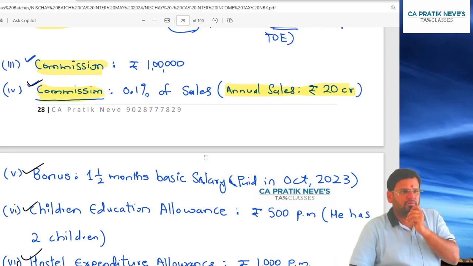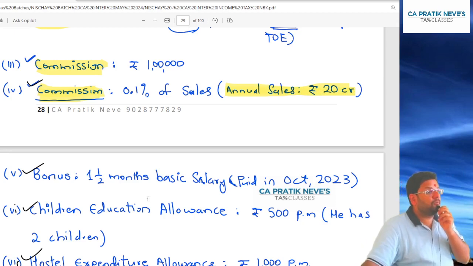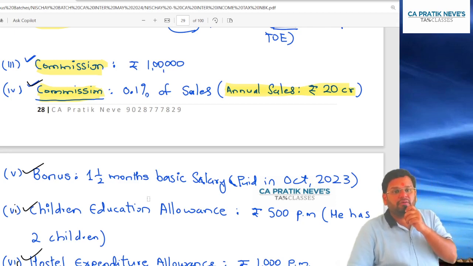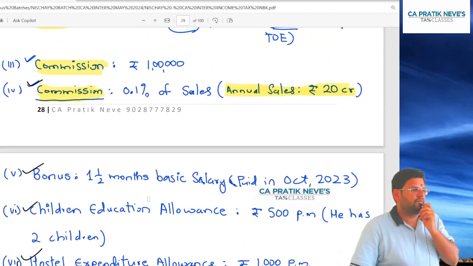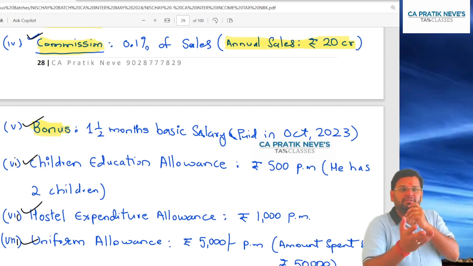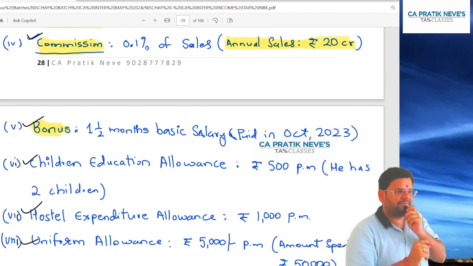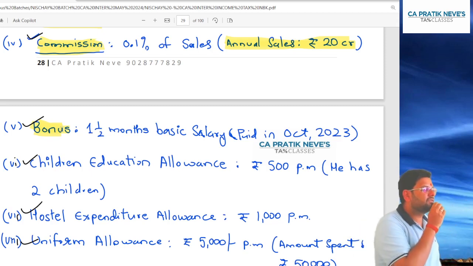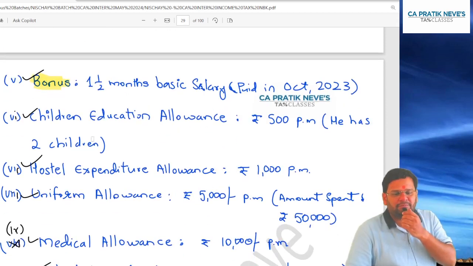By the way, this commission will also be fully taxable. But this commission will form part of salary for the purpose of HRA exemption calculation. All of you with me? Till what point have you done? Commission. Next, bonus. What will happen with bonus? Bonus is a monetary benefit, so it will be fully taxable. 1.5 months basic salary.